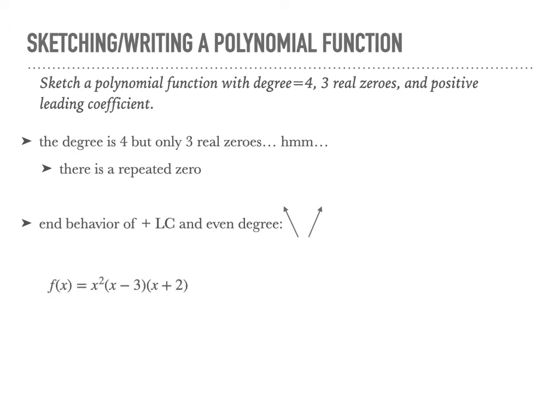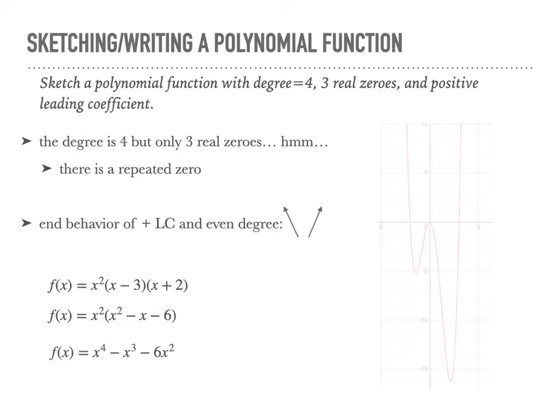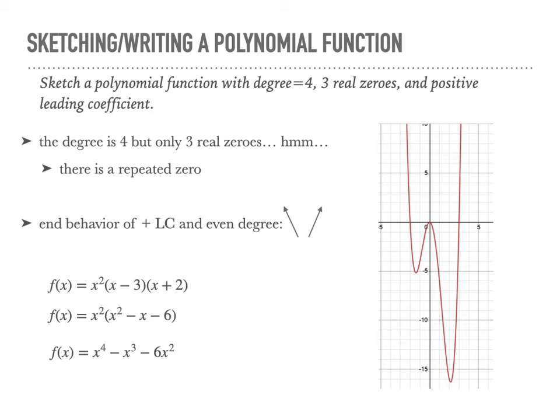And so we can come up with an example f of x, which in this case would just be f of x equals x squared times x minus 3 times x plus 2. As you can see, there's a repeated 0, x equals 0, denoted by x squared. And then we have two other zeros. And the simplified form is shown below. And this is how it looked like graphically. As you can see, it rises both to the left and to the right and meets all of our conditions.